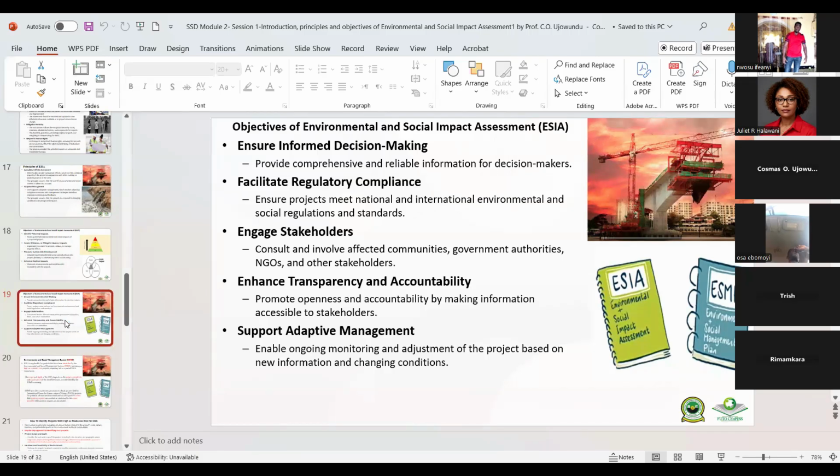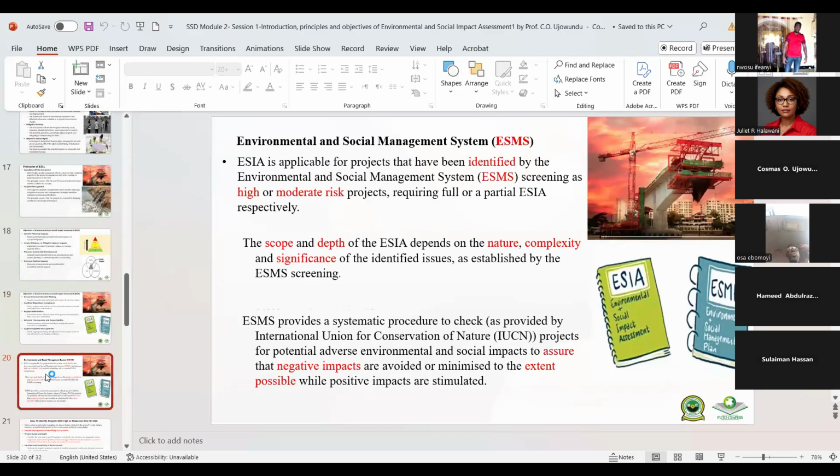Enhance transparency and accountability. We talked about supporting adaptive management: it enables ongoing monitoring and adjustment of the project based on new information and changing conditions. Find out that whatever new information we get will be to help your project, not to destroy your project. Because if you've done your baseline studies very well, taking out the right thing, any new information that comes up is not going to stop your project. Any new information will rather help you to justify the processes you've taken ab initio. So that is that.